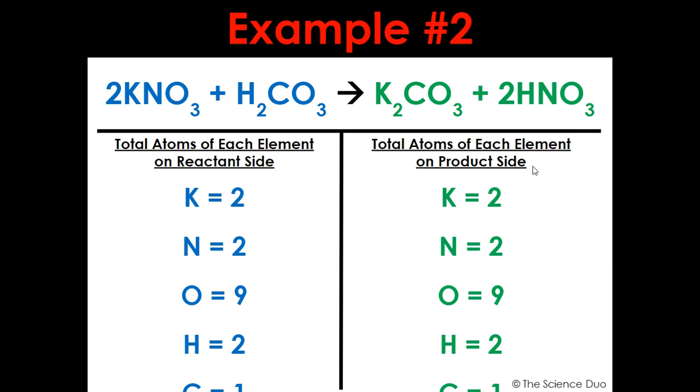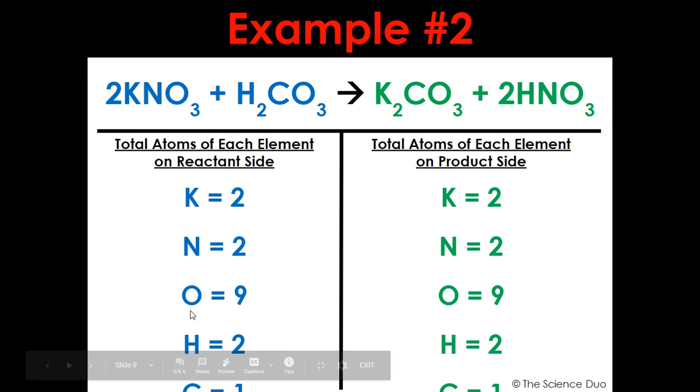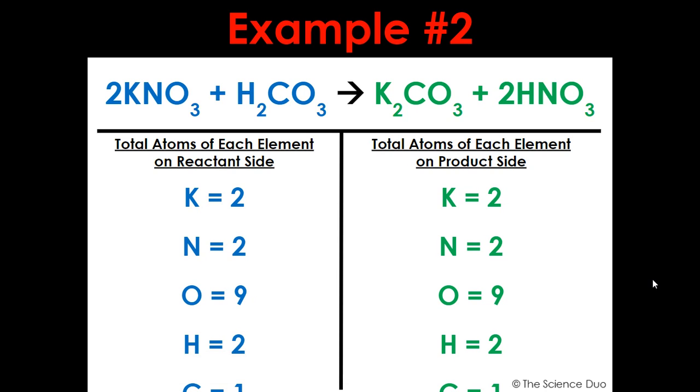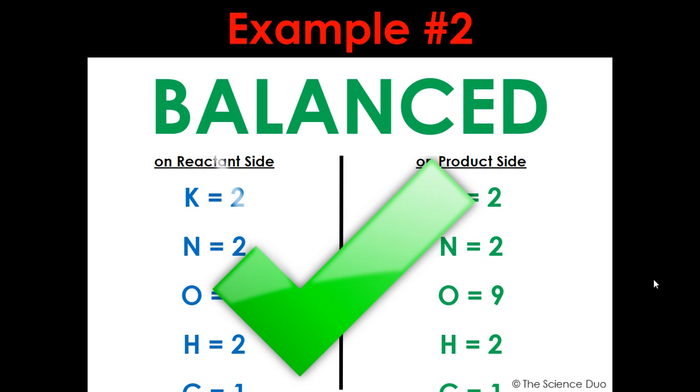So is this balanced or unbalanced? Well, let's see. We have 2 potassium on both sides. We have 2 nitrogen on both sides. We have 9 oxygen on both sides, 2 hydrogen on both sides, and the reactants and products match for carbon because it's 1. So I'm going to say it's balanced.